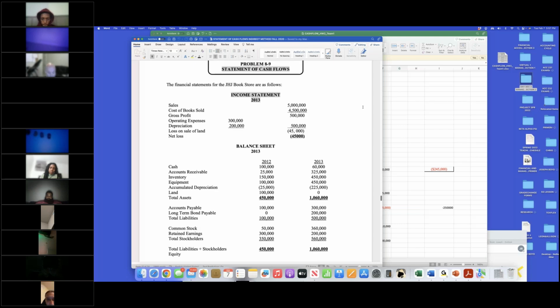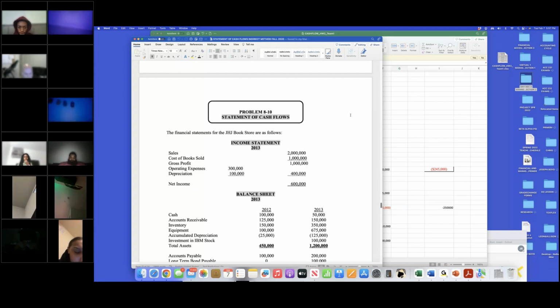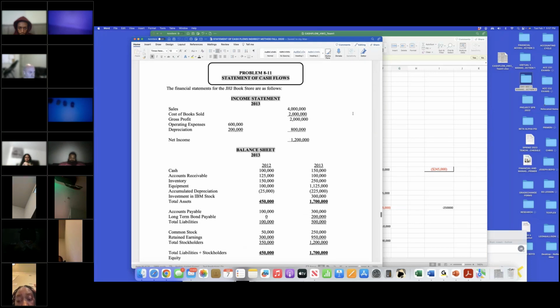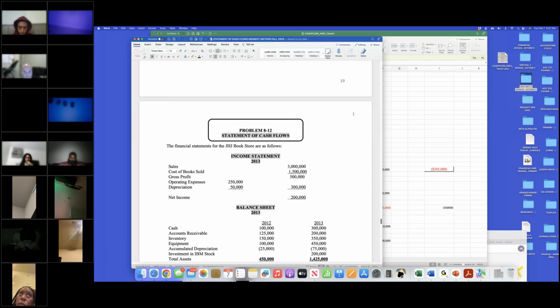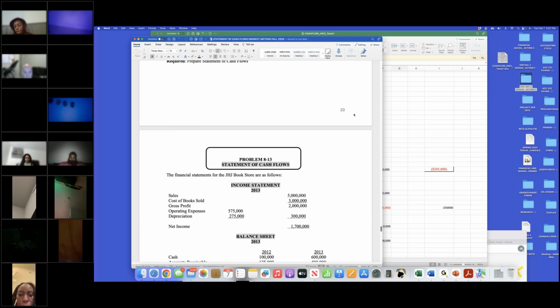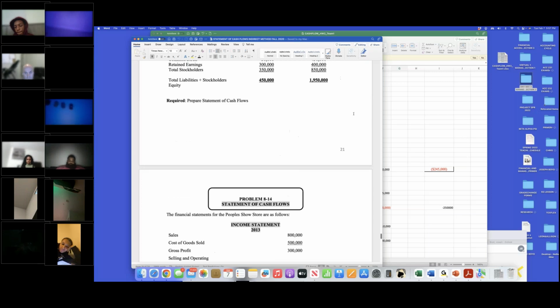Let's see what 810. 810 doesn't have a gain or a loss, so we'll skip it. 811 doesn't have a gain or a loss either. 812 doesn't have a gain or a loss. 813 doesn't have a gain or a loss. So now I guess we're ready for 814.